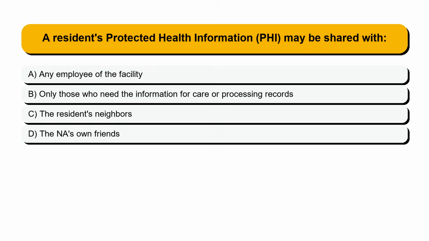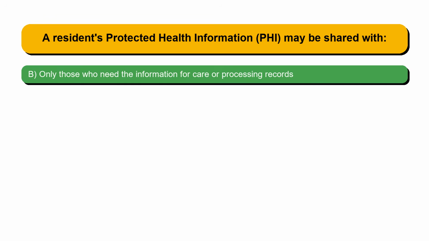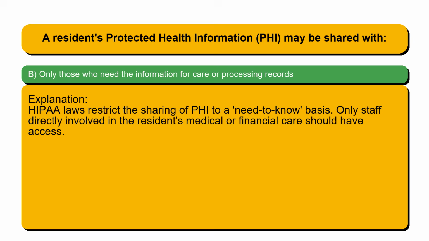Question 33. A resident's protected health information, PHI, may be shared with: Option A, any employee of the facility. Option B, only those who need the information for care or processing records. Option C, the resident's neighbors. Option D, the NA's own friends. The correct answer is option B, only those who need the information for care or processing records. HIPAA laws restrict the sharing of PHI to a need-to-know basis. Only staff directly involved in the resident's medical or financial care should have access.